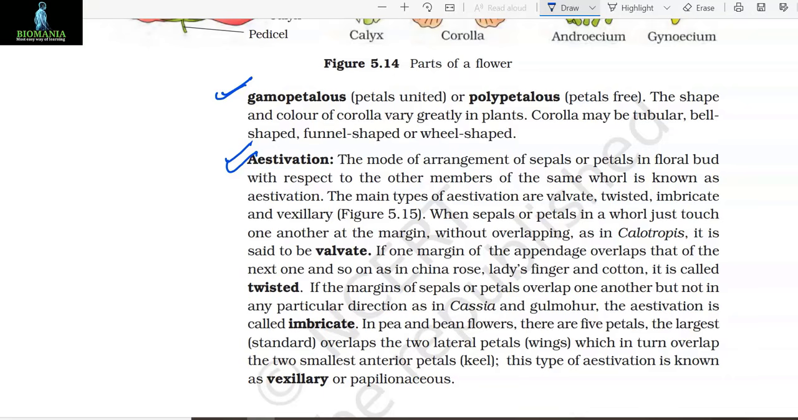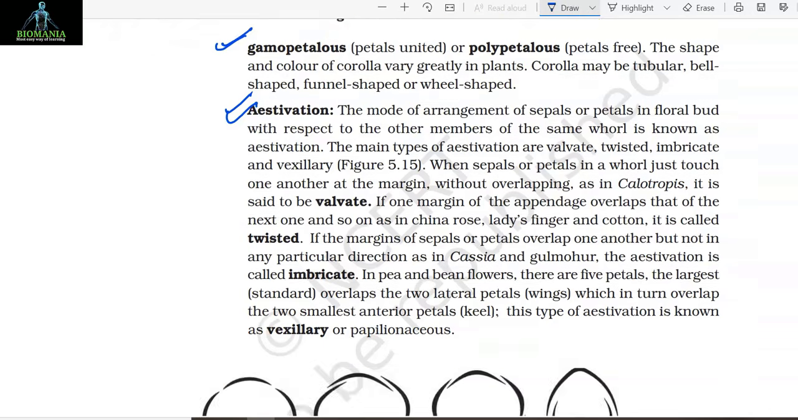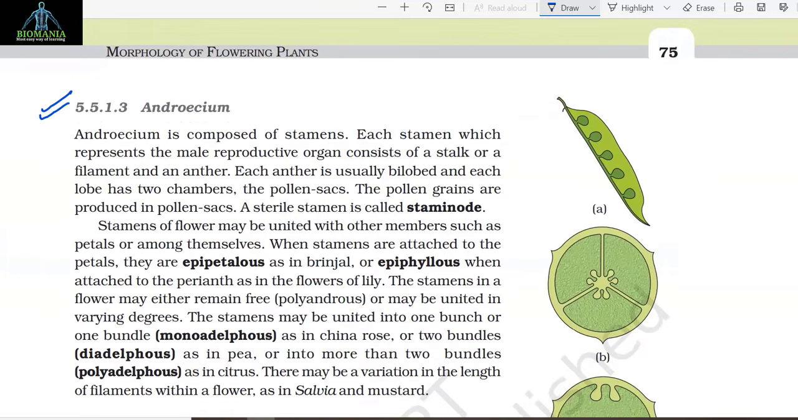In pea and bean flowers, there are 5 petals. The largest, that is standard, overlaps the 2 lateral petals, that is wings, which in turn overlap the 2 smallest anterior petals, that is keel. This type of aestivation is known as vexillary or papilionaceous. 5.5.1.3 Androecium. Androecium is composed of stamens. Each stamen, which represents the male reproductive organ, consists of a stalk or a filament and an anther. Each anther is usually bilobed and each lobe has 2 chambers, the pollen sacs. The pollen grains are produced in pollen sacs. A sterile stamen is called staminode.